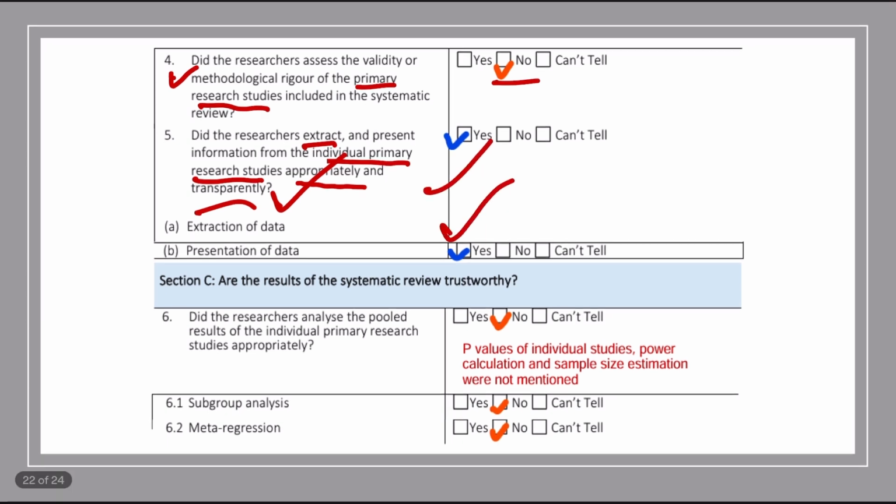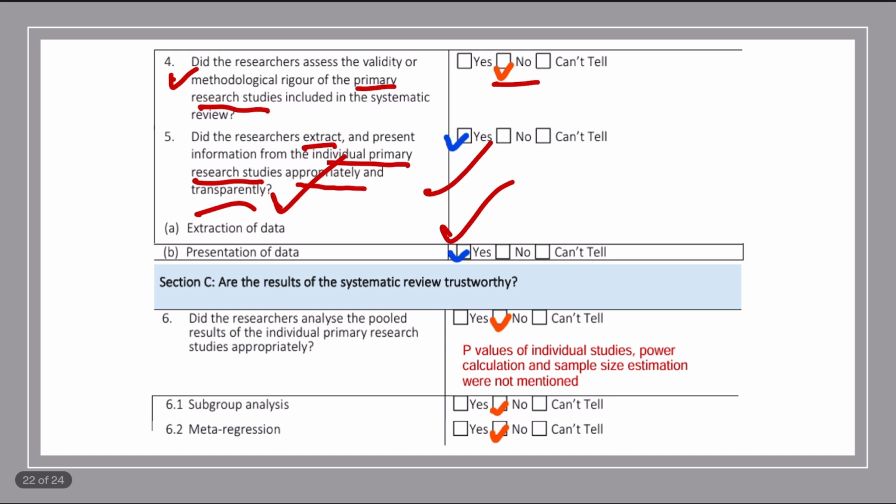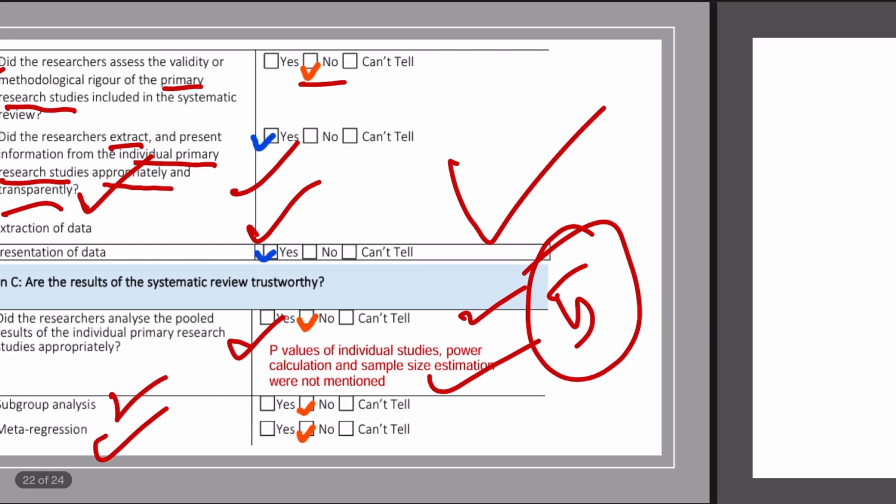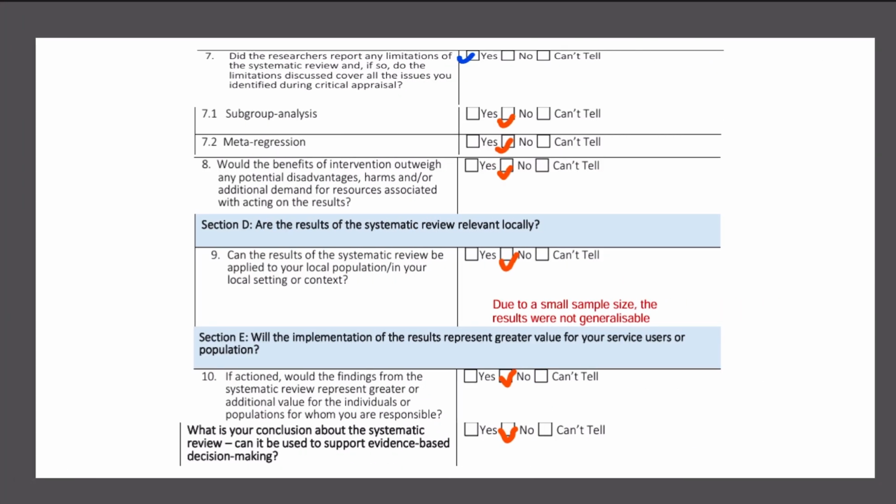Then, did the researchers analyze the pooled results of the individual primary studies appropriately? No, because they have not mentioned any p-values, power calculation, or sample size estimation for any of the 5 articles included in this systematic review. Subgroup analysis was not done, and meta regression was not done. Then, did the researchers report any limitations of the systematic review? Yes, they have reported. Then, would the benefits of the intervention outweigh any potential disadvantage? No, that is also not that clear, because it is not that effective.